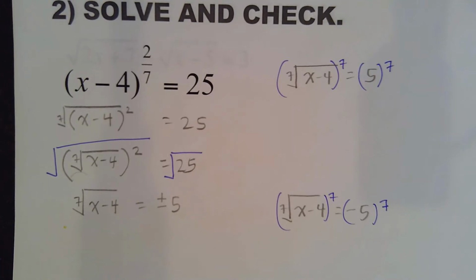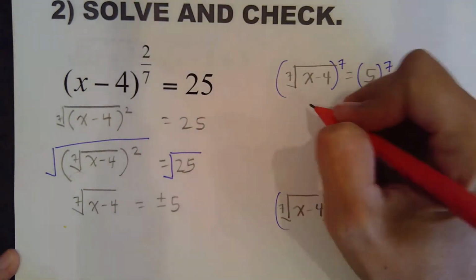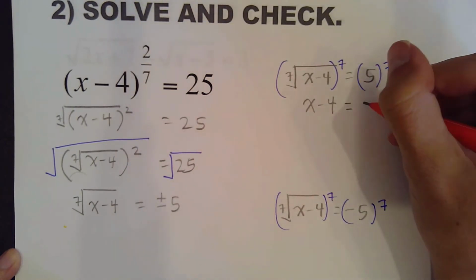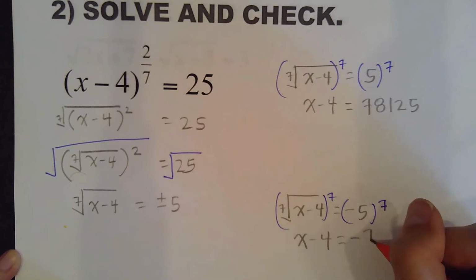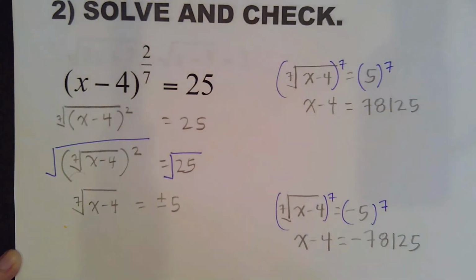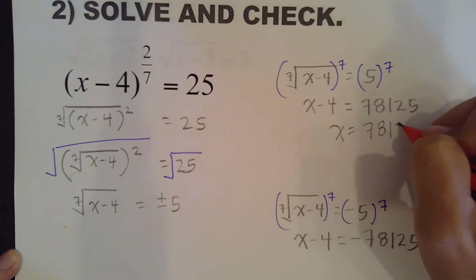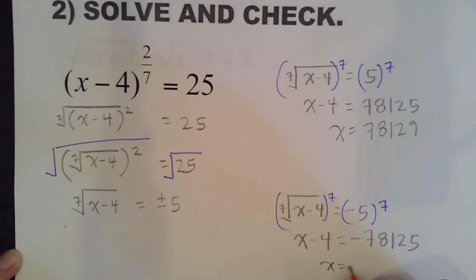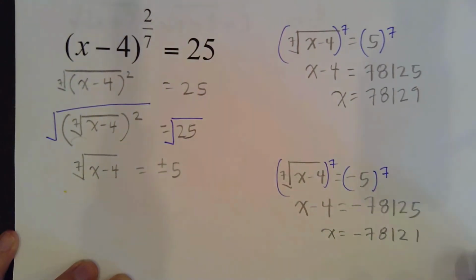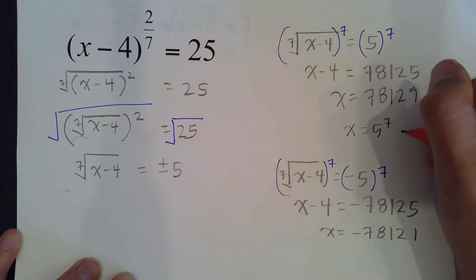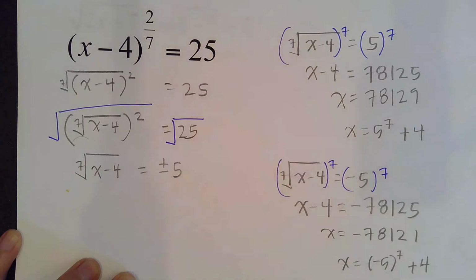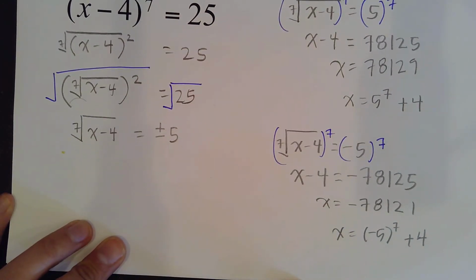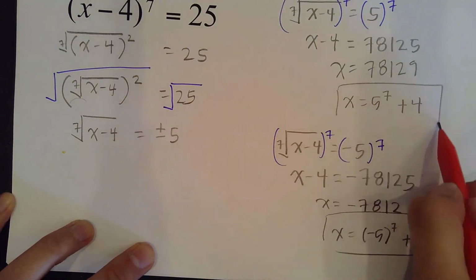My brain is not helping here, so this is going to be x minus 4 to the 7, 8, 1, 2, 5. X minus 4 is going to be a negative 7, 8, 1, 2, 5. Ooh, that's big. So x is going to be equal to 7, 8, 1, 2, 9. Or x is going to be equal to negative 7, 8, 1, 2, 1. Or basically, you could write it like this, as 5 to the 7th plus 4, and negative 5 to the 7th plus 4, sorry, like that. Since if we don't use a calculator, we can just leave them like that.